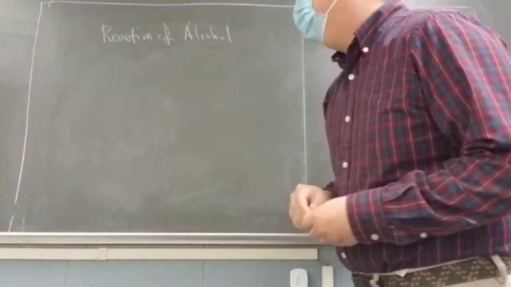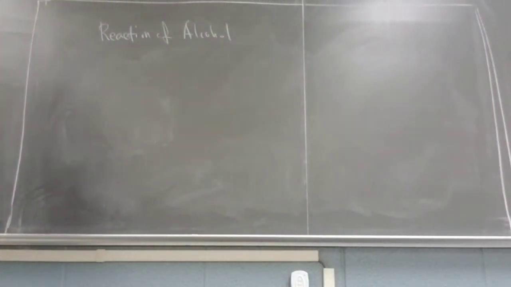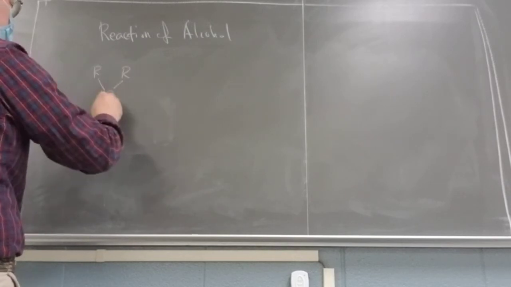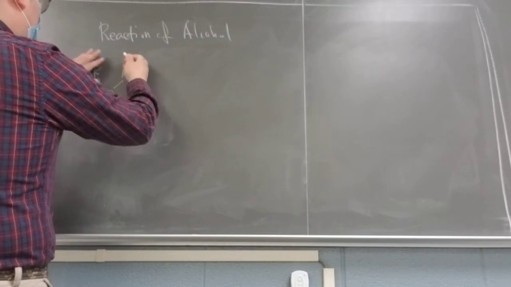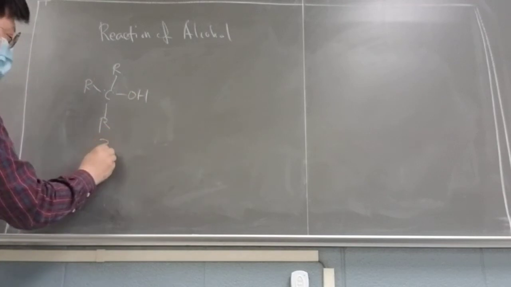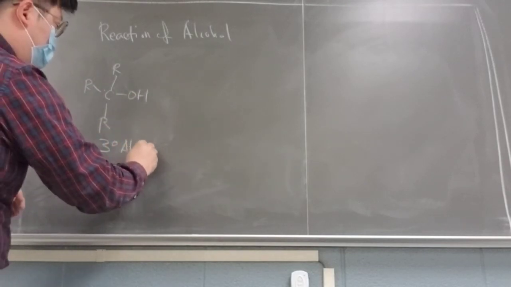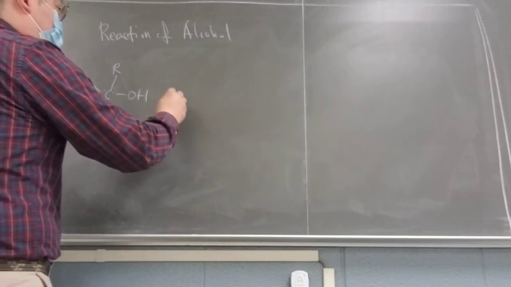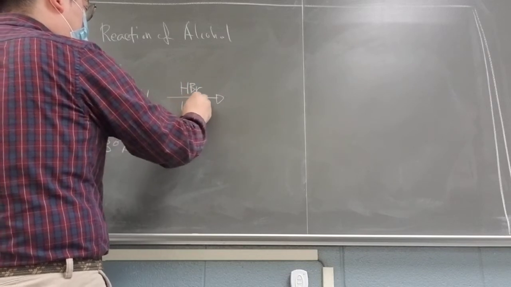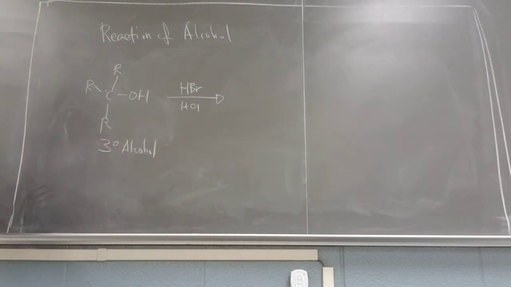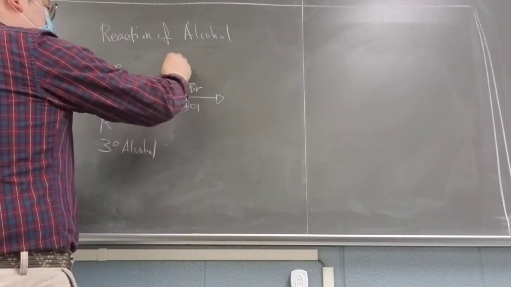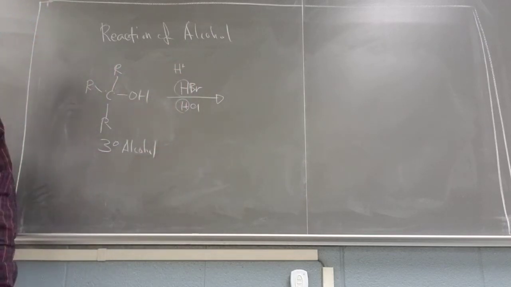If you try to recall what we learned in Orgo 1, if you have a tertiary alcohol, you can treat it with some strong binary acid like hydrobromic acid and hydrochloric acid. If you do this, you're going to have a lot of protons in your solution.